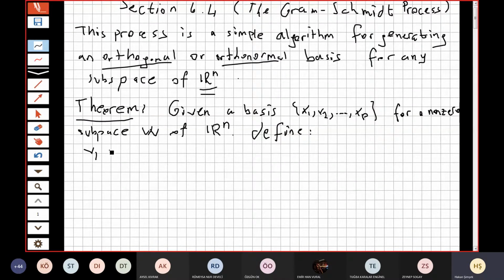V1, the new first vector V1, is the same as the first vector in the basis, which is x1. And V2 is defined by x2 minus x2 dot product V1 over V1 dot product V1. Namely, we find the dot products here, and it will be a scalar, and we multiply the vector V1, which is actually equal to x1, by this scalar, and we obtain the second vector.